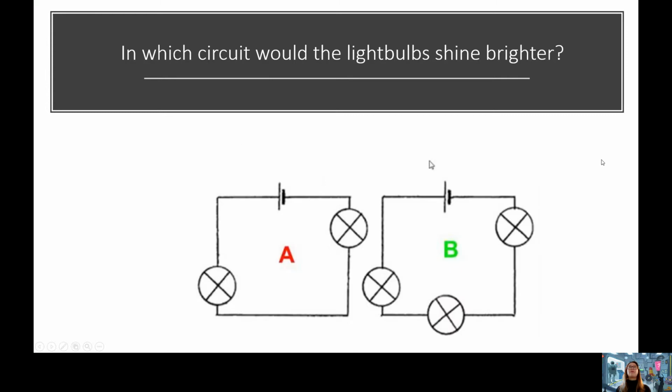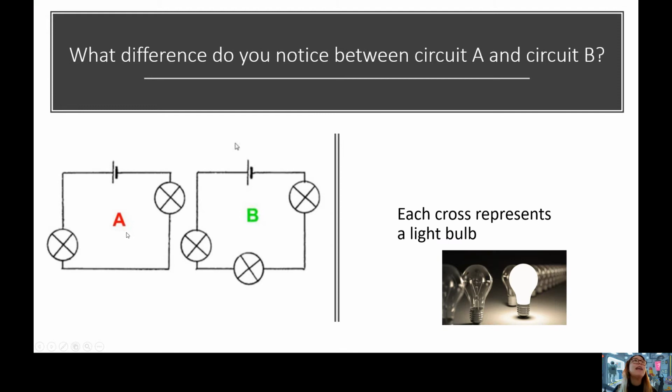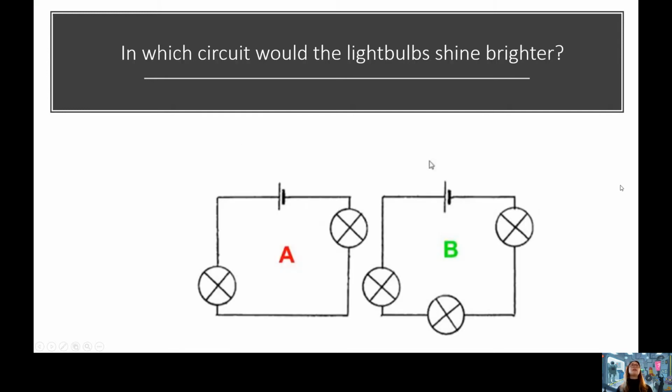Well, the answer, of course, is that current A has 2 light bulbs, whilst current B has how many? 3. So there are more light bulbs in current B, in circuit B. In which circuit would the light bulbs shine brighter? Would the light bulbs shine brighter in circuit A, or would they shine brighter in circuit B, assuming that they have the same powered battery? Please pause this video now and think about your answer.